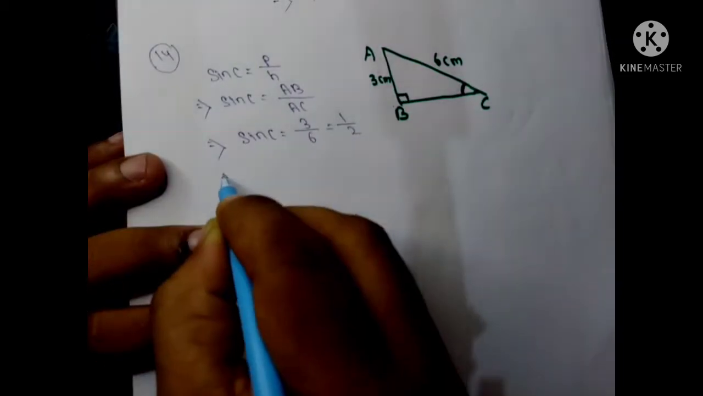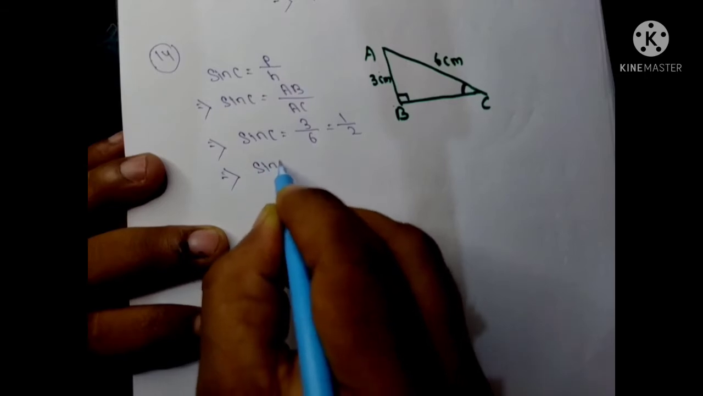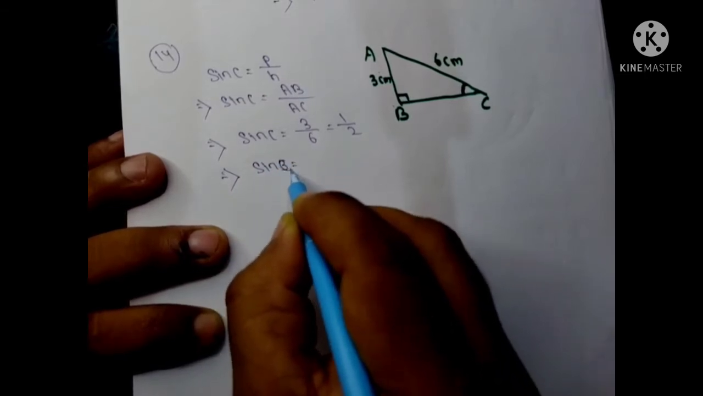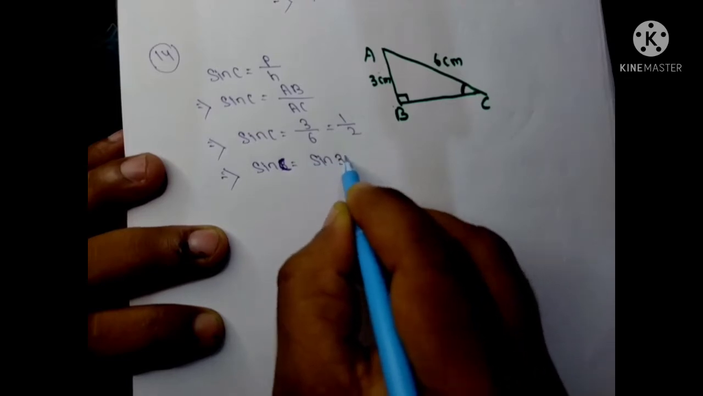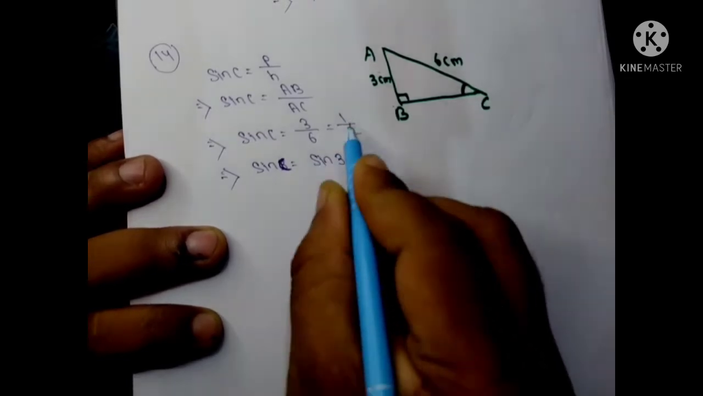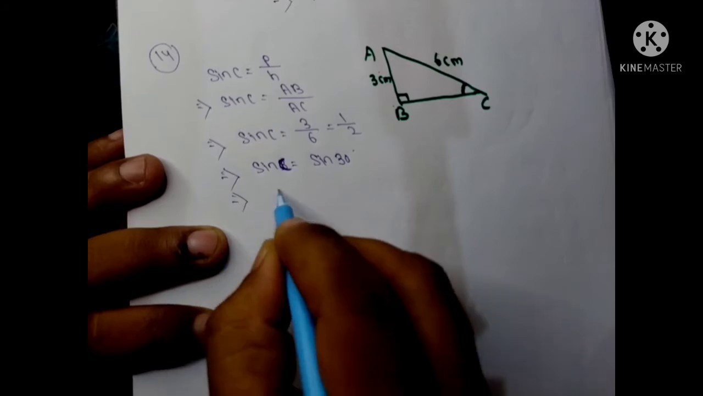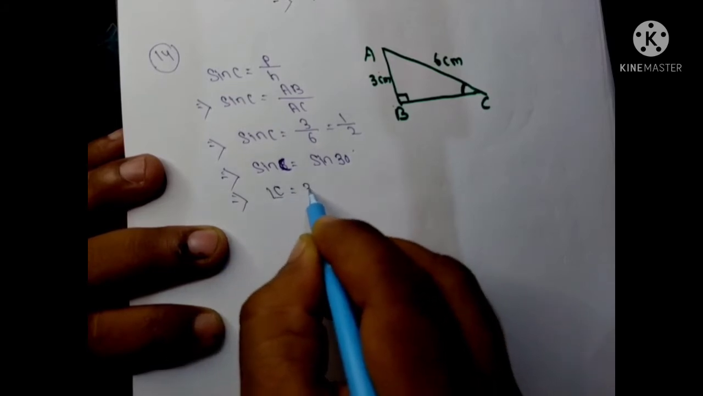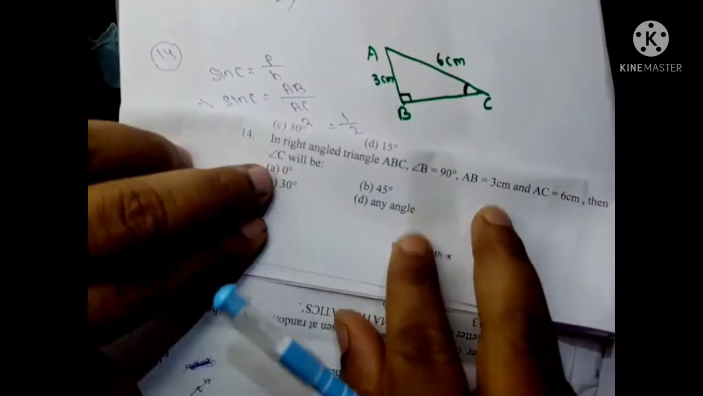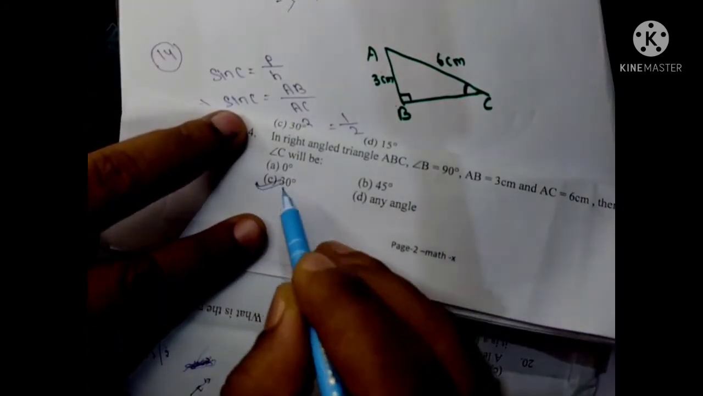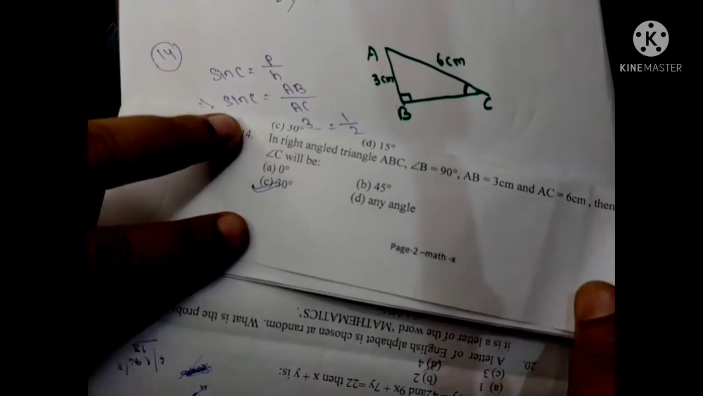That implies that sin C becomes sin 30, because the value of sin 30 is 1 by 2. So what is the value of angle C? So angle C is 30 degree. So your option number C is right, 30 degree. Okay, now move to question number 15.